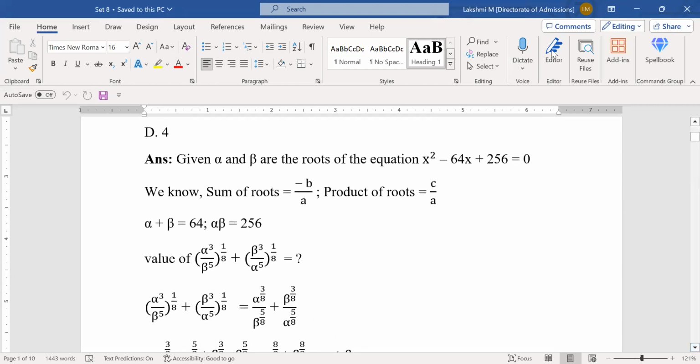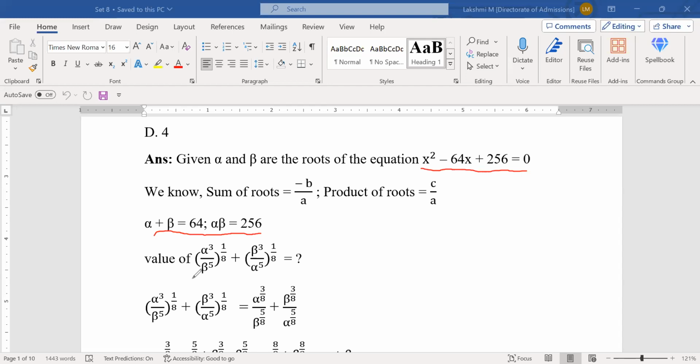So what is the equation here? It is x square minus 64x plus 256 equal to 0. So what is alpha plus beta? What is alpha beta? 64 and 256. Alpha plus beta equal to 64 and alpha beta equal to 256.